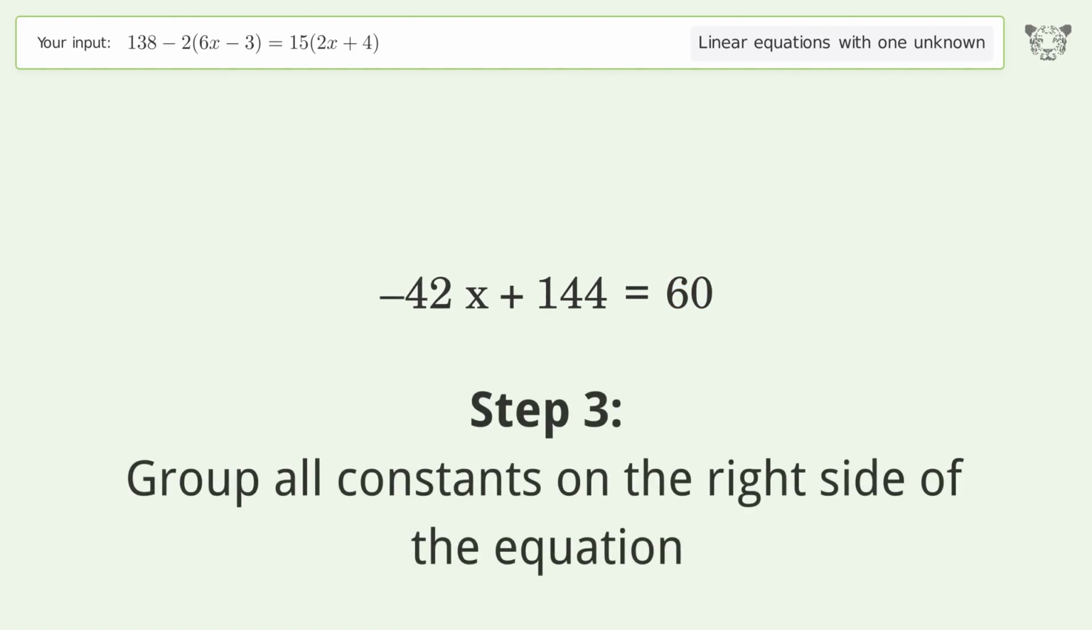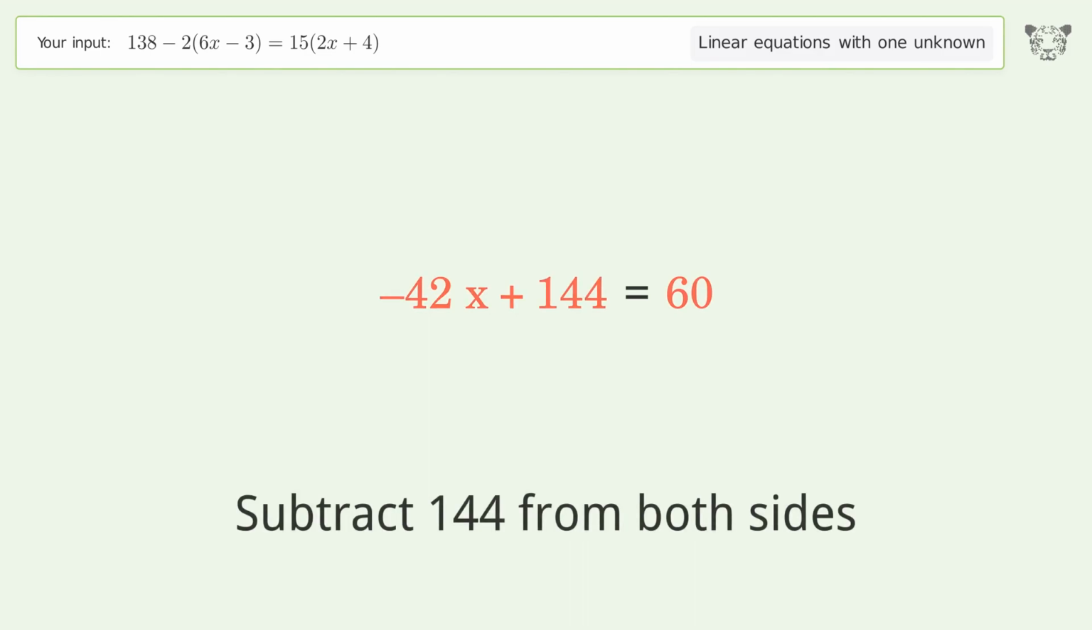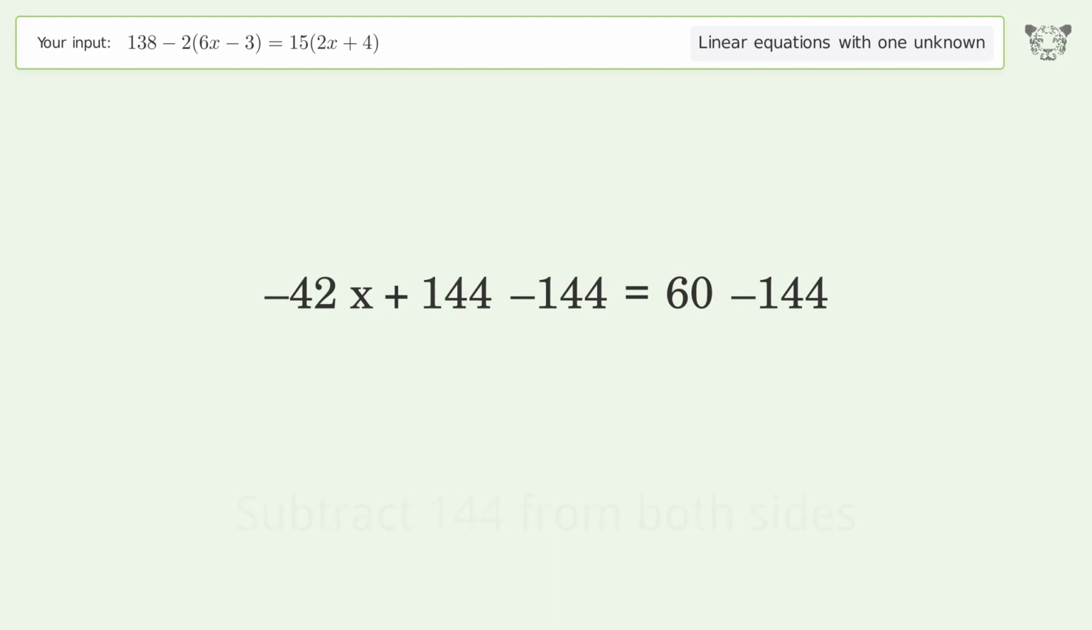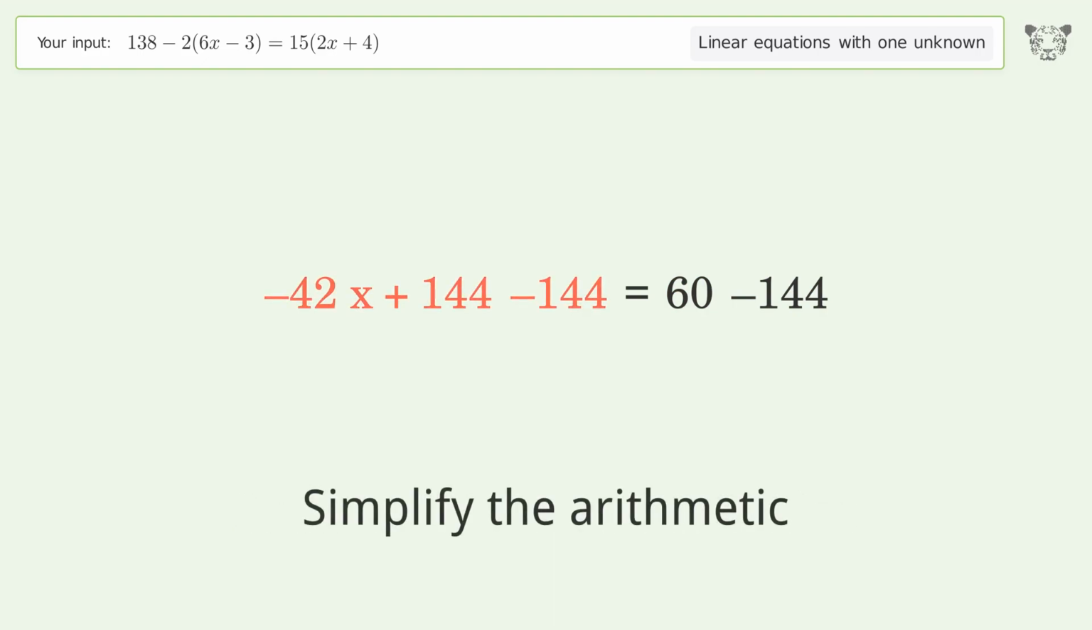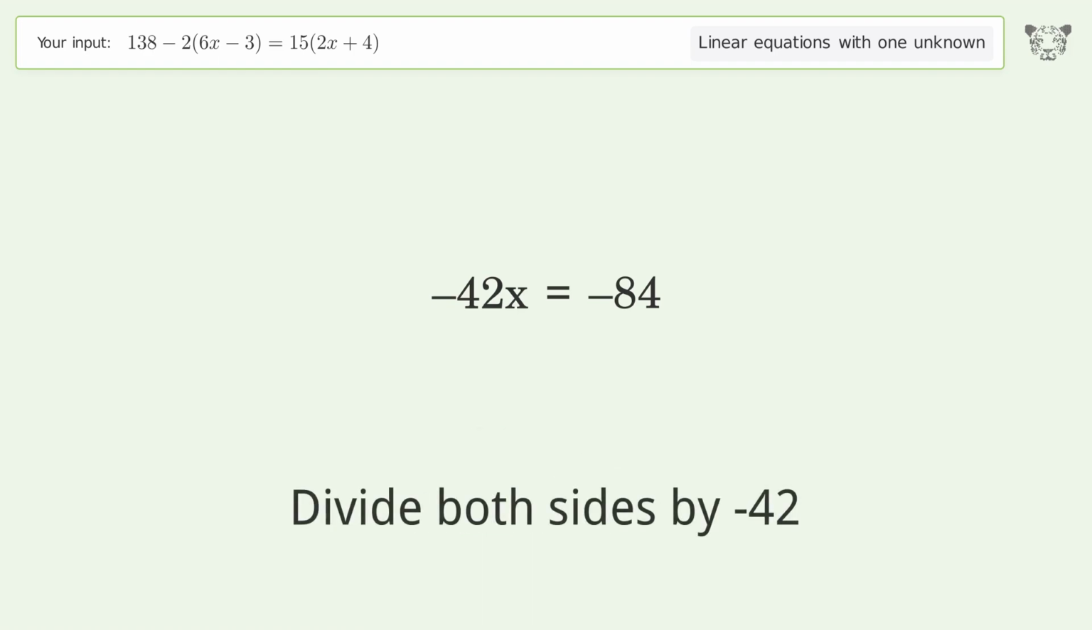Group all constants on the right side of the equation. Subtract 144 from both sides. Simplify the arithmetic. Isolate the x. Divide both sides by -42.